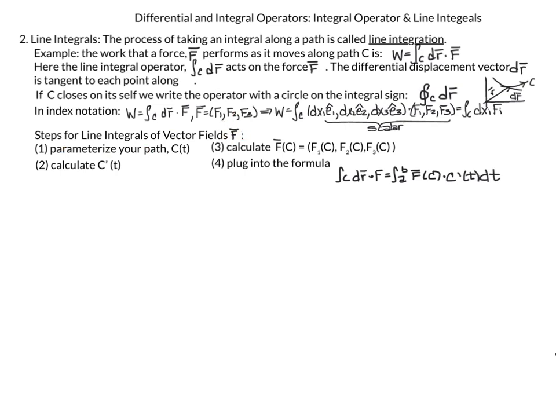So the first step is to parameterize your path, C of t. We'll talk about this step a little more in a minute. Then we calculate C prime of t. Remember, if we think of our path as a collection of position vectors, then our C prime of t is sort of like our velocity. Well, it is our velocity. And then we calculate F of C. In other words, F is a vector field, and it's defined over the whole space. It's not just defined on the curve, but over an entire space. But because F is moving along this curve, we're only concerned with F as it pertains to the curve. So we compose F with our curve.